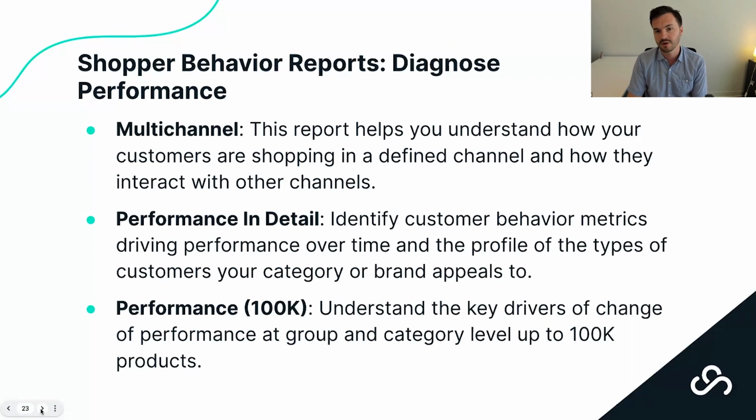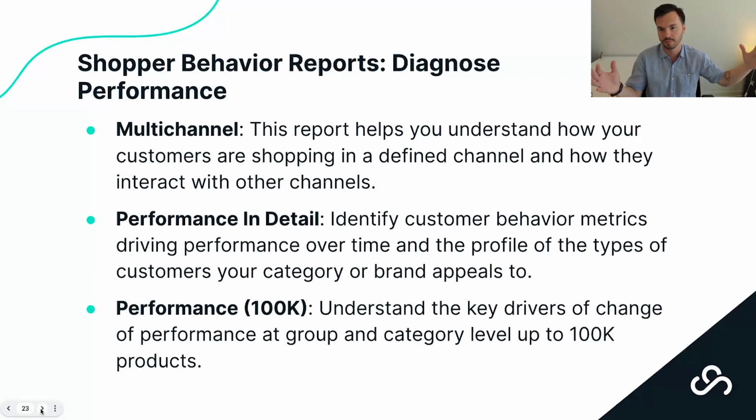Performance in detail is a big one. So you can identify customer behavior metrics driving performance over time and the profile of the types of customers your category or brand appeals to. So it's kind of like a combination of a few of those as well. And some of these can be used as a way of pulling the same reports in the other ones as well.